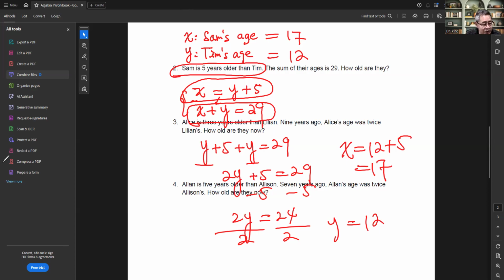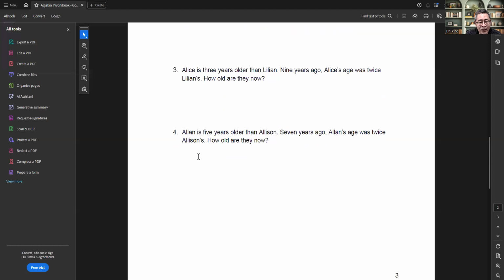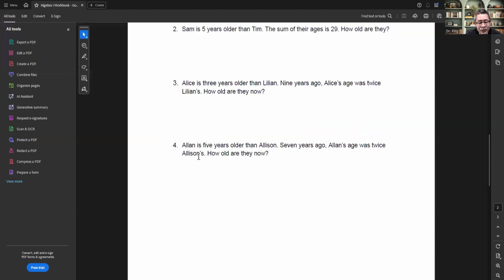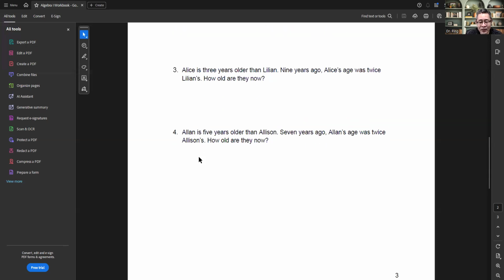Okay, let's look at the next one. Alice is 3 years older than Lillian. 9 years ago, Alice's age was twice Lillian's. How old are they now? Well, let's see. Same thing, we've got x, that would be Alice's age, and y is Lillian's.